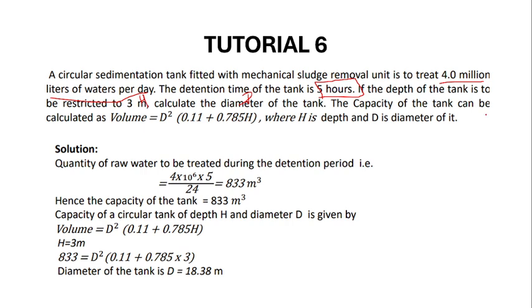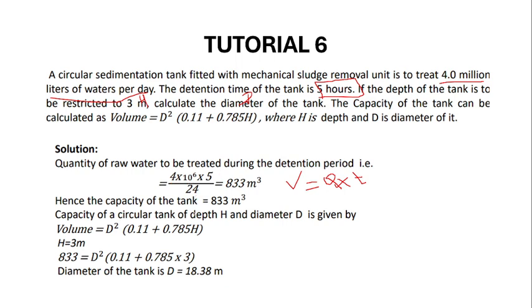The capacity of the tank, that is the volume of the tank, can be found using the relation volume is equal to D square into 0.11 plus 0.785 into H. This is a constant, where H is the depth and D is the diameter. Now we are going to find the capacity with V is equal to Q into T. Q is 4 into 10 power 6, T is 5 by 24.